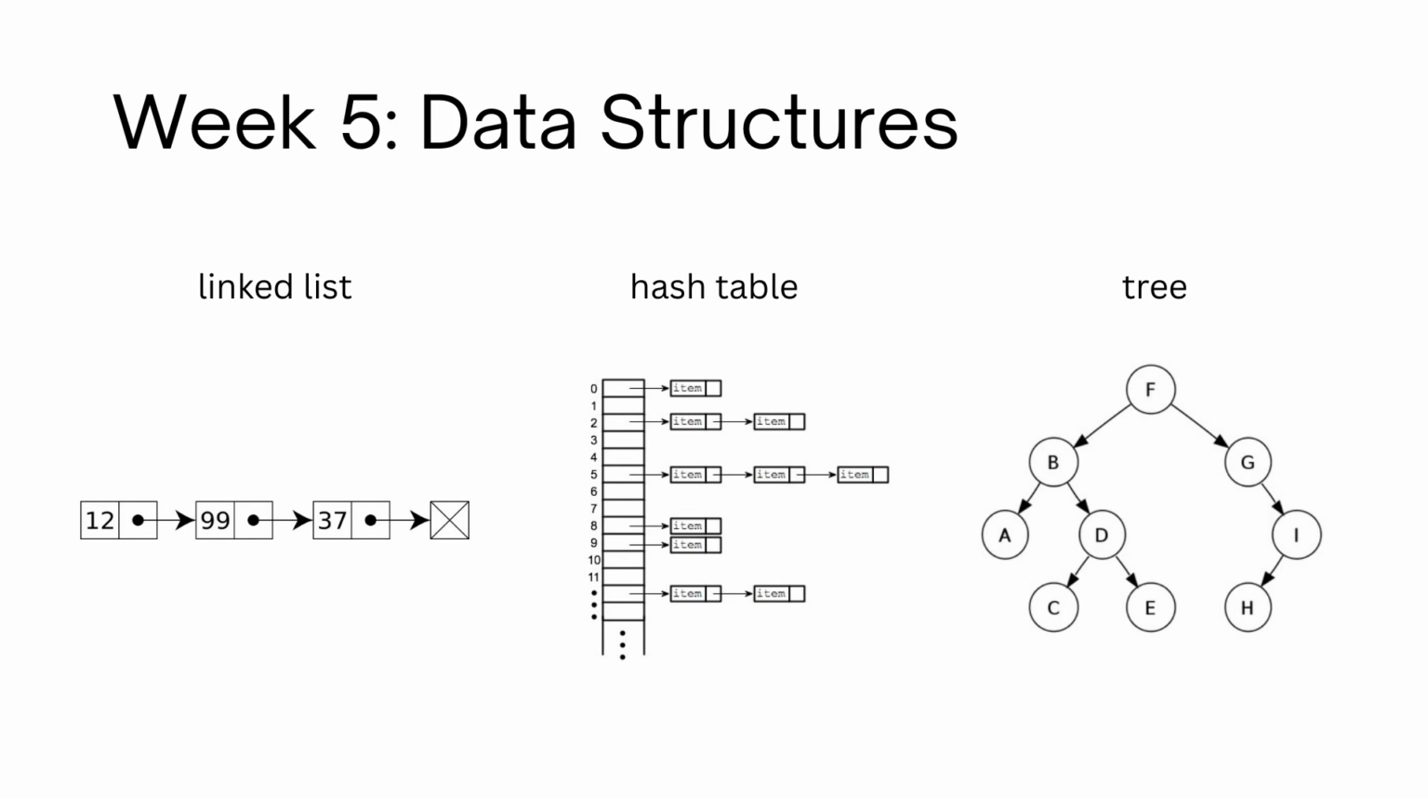In week 5, CS50 taught us data structures like linked lists, stacks, queues, hash tables, and trees. Arrays are simple, but these structures allow more flexible and efficient data management. For example, hash tables let us quickly find information using a key. Learning these structures helped me see how the way we organize data affects how programs perform.